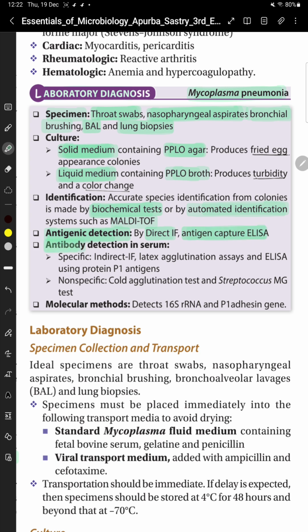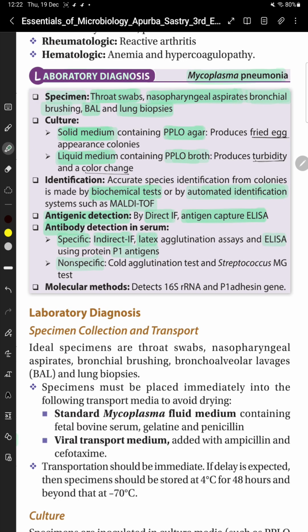For antibody detection in serum, we have two types, specific and non-specific. Specific includes indirect IF, latex agglutination test, and ELISA using the P1 antigen. And non-specific antibody detection tests are cold agglutination test and streptococcus MG test.